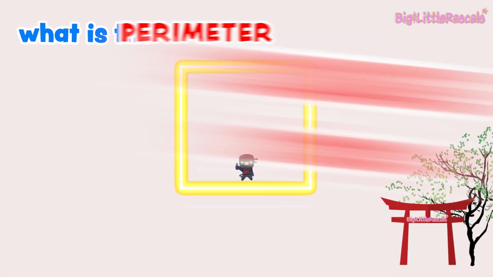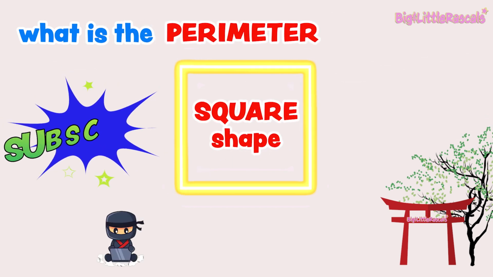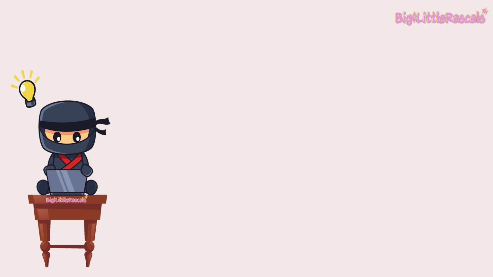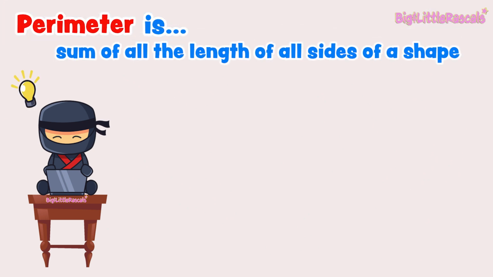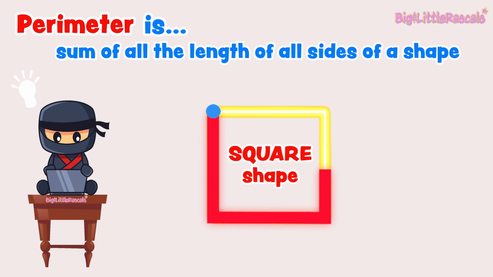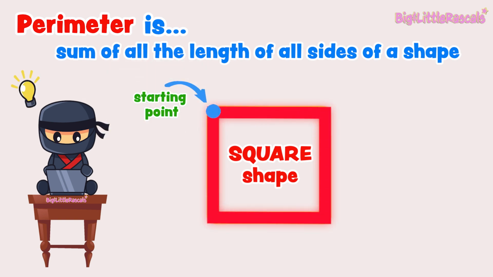Hey Ninja! Do you know what is the perimeter of a square shape? Okay, first let's see what is perimeter. Perimeter is the sum of all length of all sides around a shape. Perimeter is one-dimensional because it only sums up all length of all sides of a shape until back to your starting point. Let's first investigate this square shape.